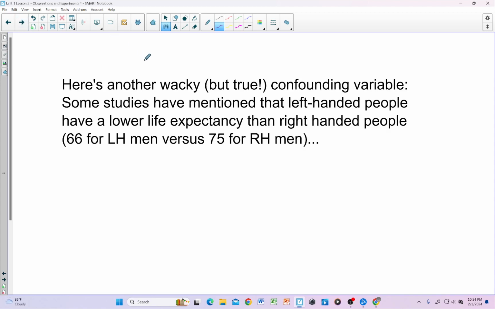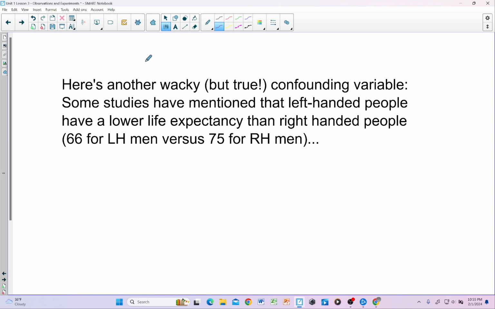Okay, here's another one. This one's a little bit wacky, but a fun one. Some studies have mentioned that left-handed people have a lower life expectancy than right-handed people. And current data suggests, well, this data is a little bit old, but worldwide, a composite average of 66 for left-handed men versus 75 for right-handed men. Wow. Okay. So what gives?